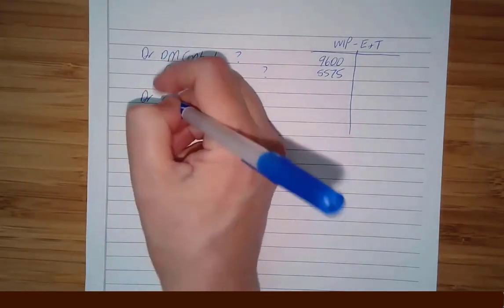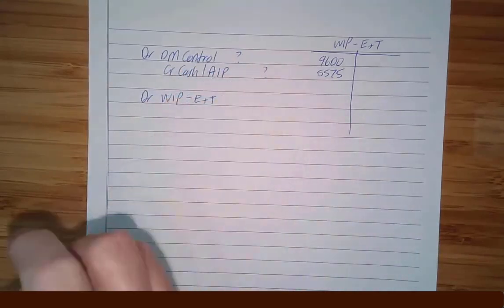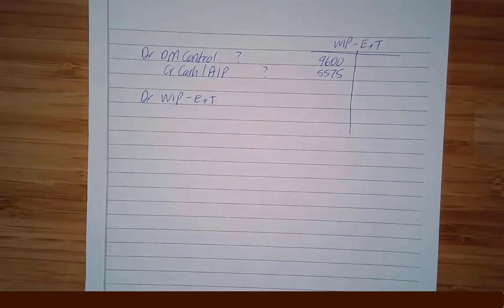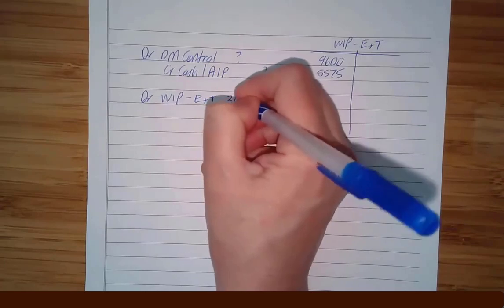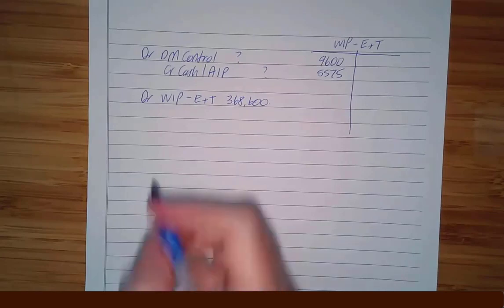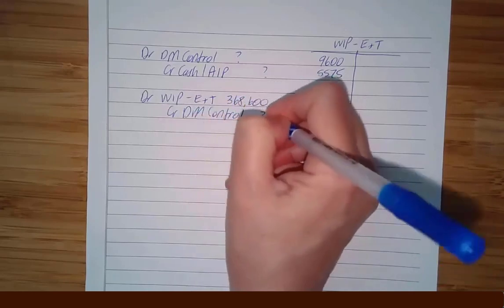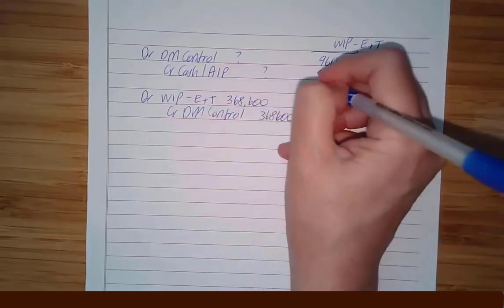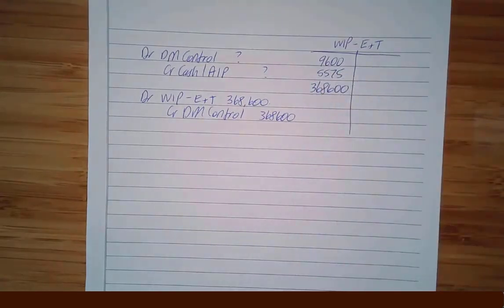Then what's going to happen is I'm going to use some of those direct materials in my production process. So I'm going to debit the work in progress for E&T, and this is for the amount that I actually used in the production process, which we know is 368,600. And then where did that come out of? Well, it came out of direct material control. And that's going to go into work in progress.